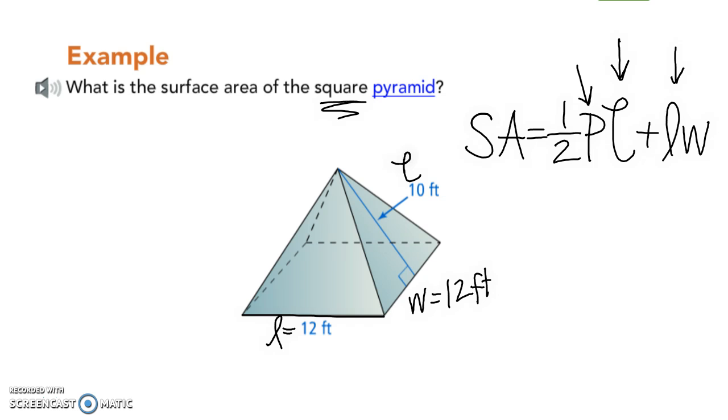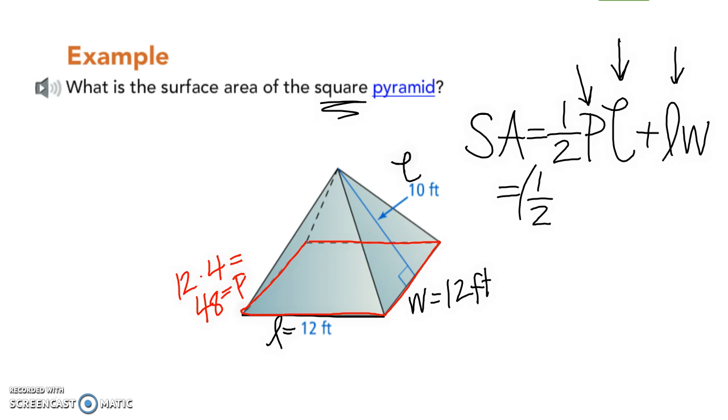Remember, to find the perimeter, I'm going to add the 4 sides of the square. Since the square has all 4 sides the same, I can just say 12 times 4 will give me the perimeter, 48. Okay, or I could just say 12 plus 12 plus 12 plus 12. All right, let's get started plugging things in.